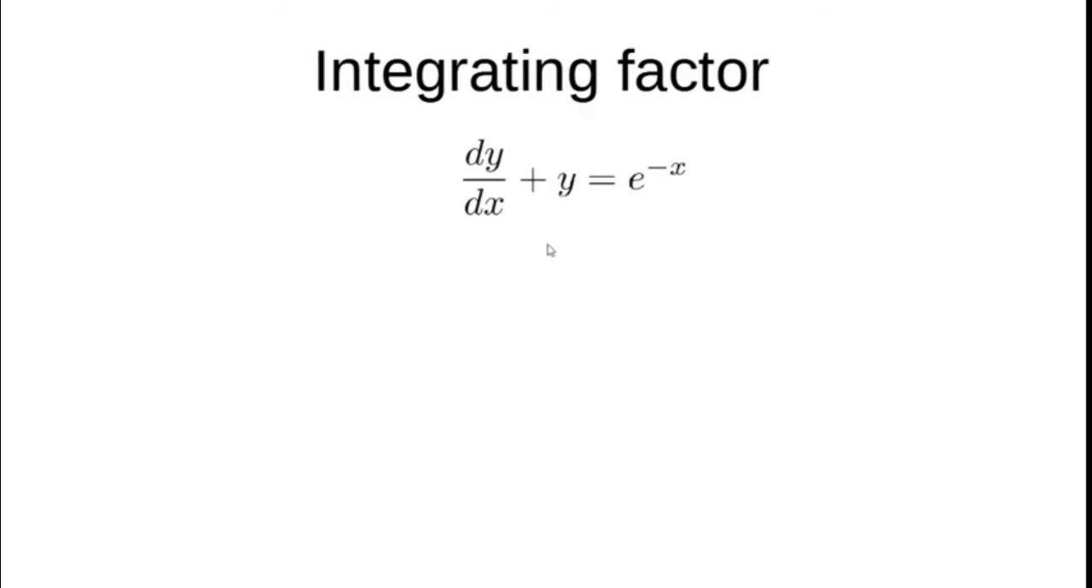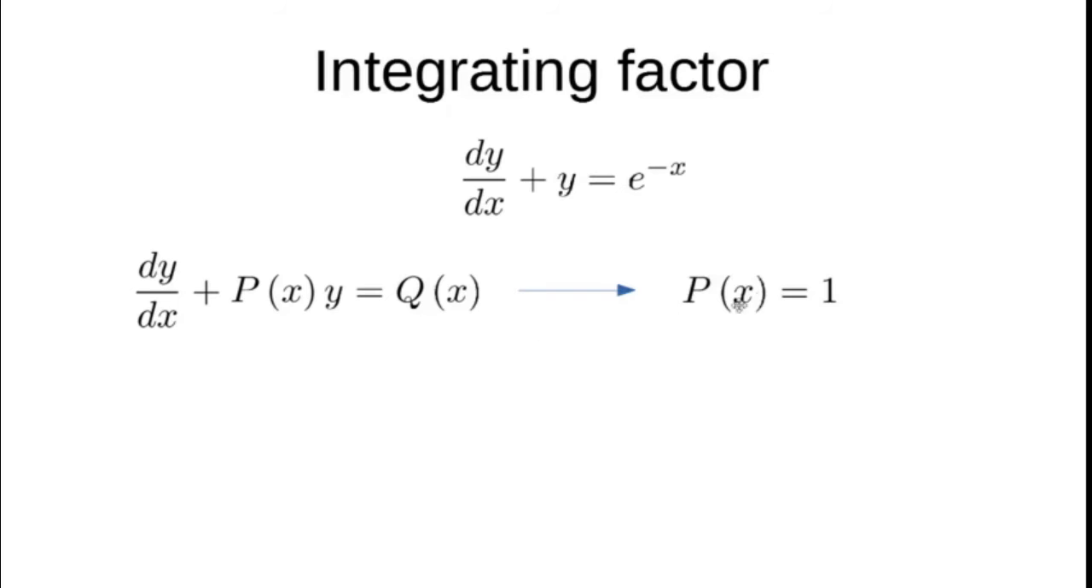So here's the first example we're going to look at. We're going to look at dy by dx plus y is equal to e to the minus x. Now if we compare to the general form of the equation, we can see that p(x) in this case is 1, and q(x) is e to the minus x. So if we use p(x) is 1, and then we write out our integrating factor, which is the integral of p(x) dx, then that is equal to x. We don't need to worry about any constants at the moment because we're always differentiating it. So the integrating factor is e to the x.